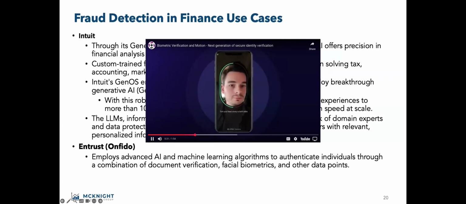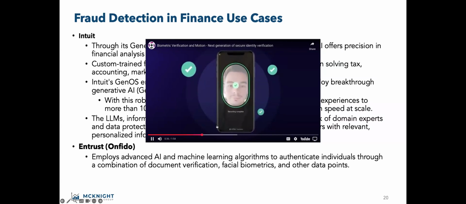Our next generation technology means that just a simple head turn gets your customers verified in seconds.